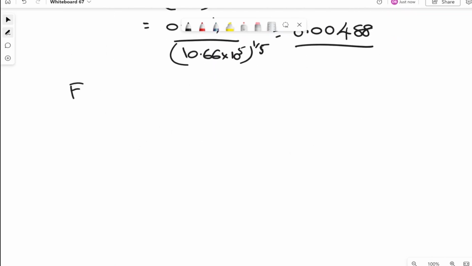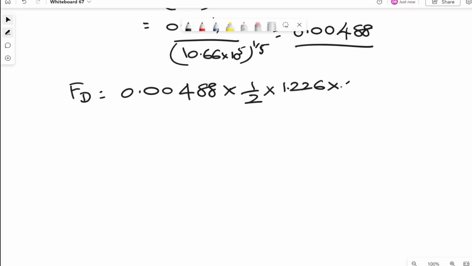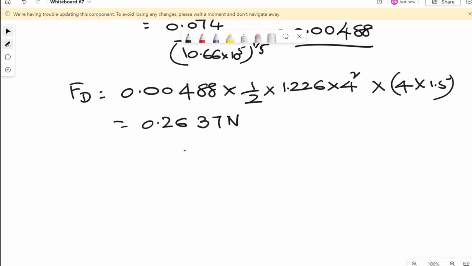Then F_D is equal to the C_D value 0.00488 into half into rho V square into area. Rho is 8, so rho V square into area, and area is the length of the plate into the width of the plate. So if you do it, this is 0.2637 newtons.